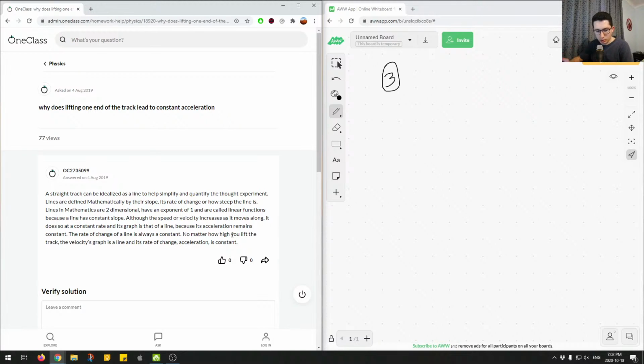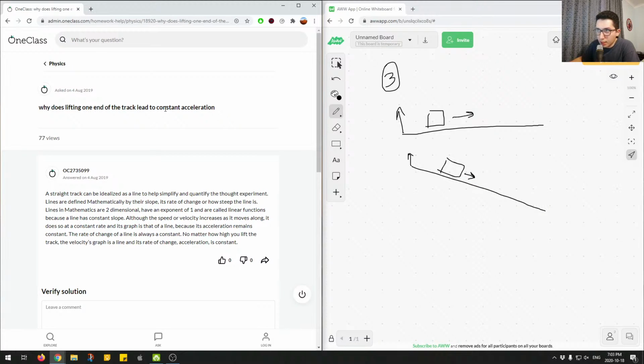So this is a good explanation. But let's draw a diagram just to think about what's going on. So if we had some kind of straight track, we had it like this. We'll say this line is a track, and we had some object. Essentially what we're doing with this track is we're lifting this one end. We're just lifting this up, and the object will eventually start moving this way. So the next scenario would be that the track will be at an angle, and then we have the object over here, and then we keep lifting the track, and then the object starts sliding down. And here it's asking, why does lifting one end of the track lead to constant acceleration?